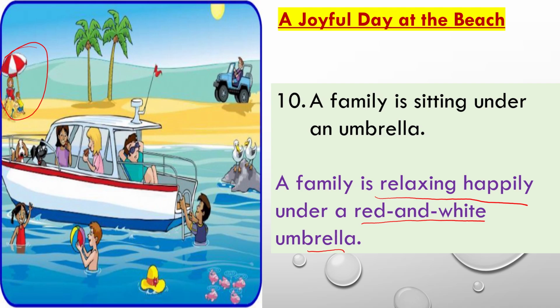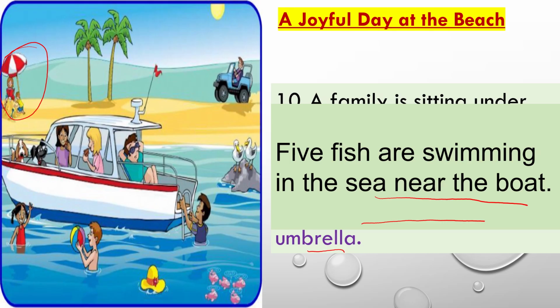Now it's your turn to practice. Take any simple sentence from the picture and try to improve it using the steps we learned. So one example is here for you. Five fish are swimming in the sea near the boat. So now you write your own beautiful sentence by adding details in the comment box. So in the end, remember, practice will make your writing stronger and more creative.